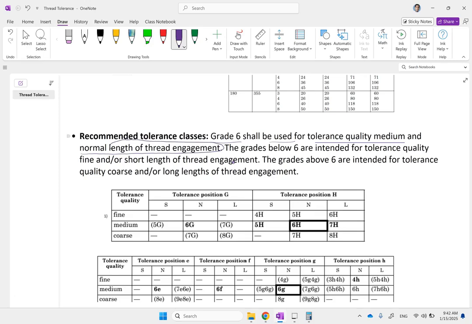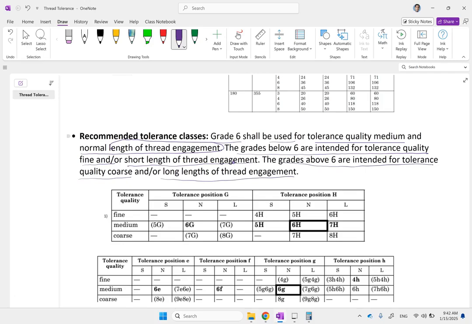What is length of thread engagement? I'll show you in a second. But if it's a normal thread engagement length and medium quality, go for class 6 or grade 6. Below 6 are for tolerances that are quality or the length of thread engagement is short. Above 6 are for loose quality, coarse quality, or when you have a long length of thread engagement.